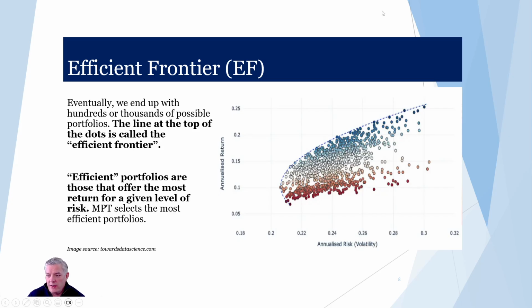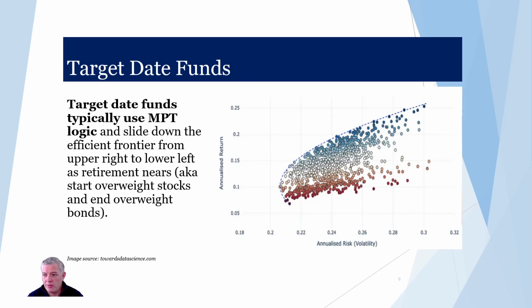And what you find is that there is an upper line, an upper bound on any of these portfolios. So for any given level of risk, there's a highest return portfolio. And the line that connects all of these highest return portfolios for a level of risk is called the efficient frontier. And essentially, portfolios that live on the efficient frontier are the most efficient portfolios for that level of risk.